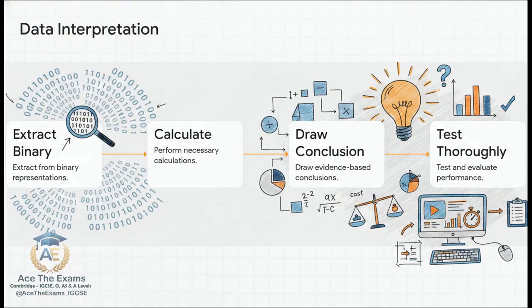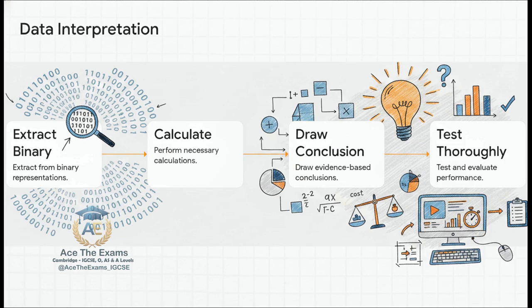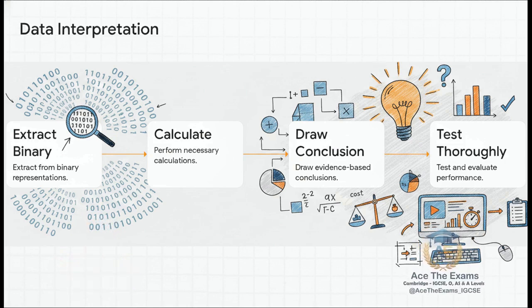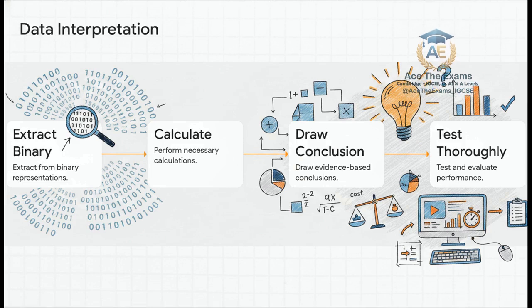Let's walk step by step through the technical methodology of data interpretation required for 1.3 compression. First, extract from binary. You need to be able to look at a binary representation of data and pull out the patterns. Second, perform calculations. This usually involves calculating the compression ratio, meaning the original file size versus the compressed file size. Third, draw evidence-based conclusions. For example, if your calculation shows a tiny 10% size reduction, you have to ask, is that actually enough to justify the processing overhead? And fourth, test thoroughly. Apply your practical programming skills to design your solution and evaluate its performance. If you structure your answers to clearly hit these 4 steps, you are capturing method marks at every single stage. It's essentially building a safety net against a dumb mathematical error at the very end.